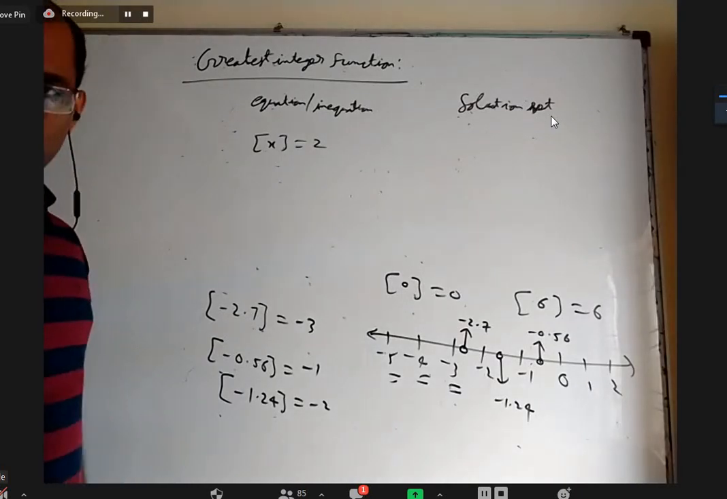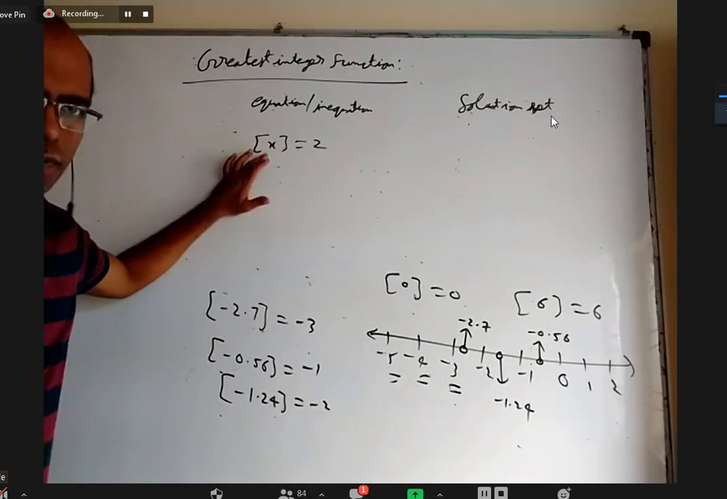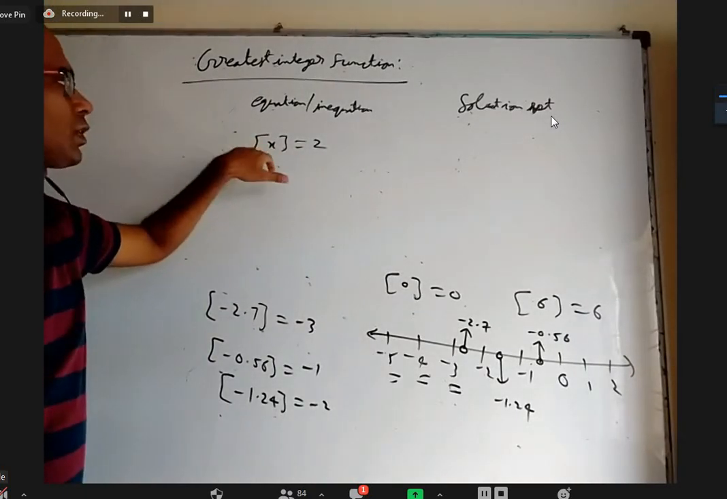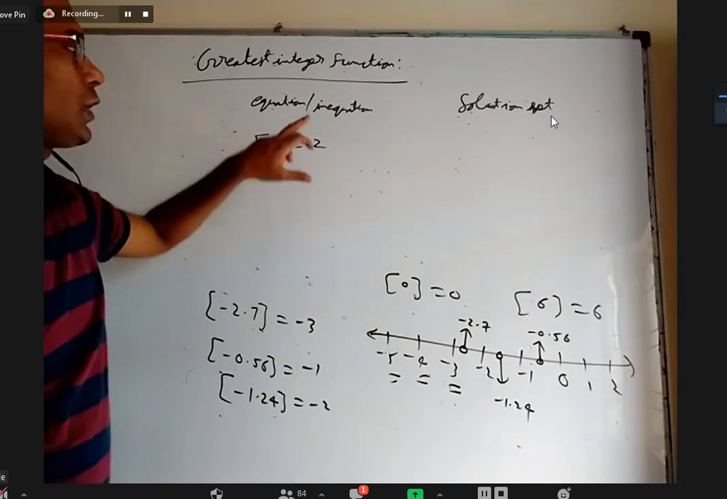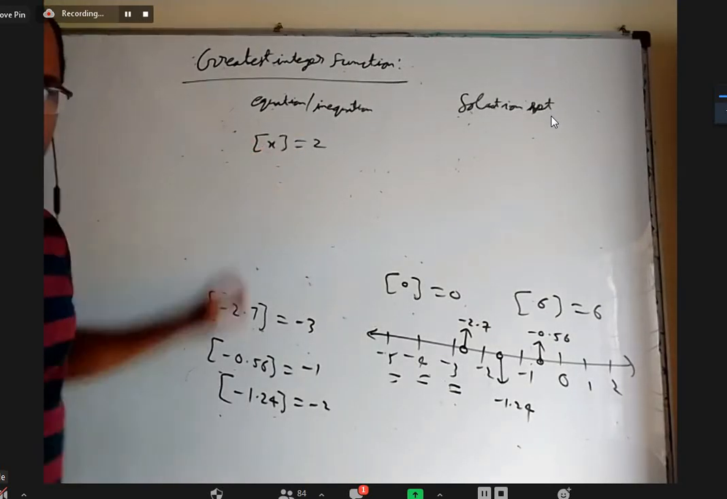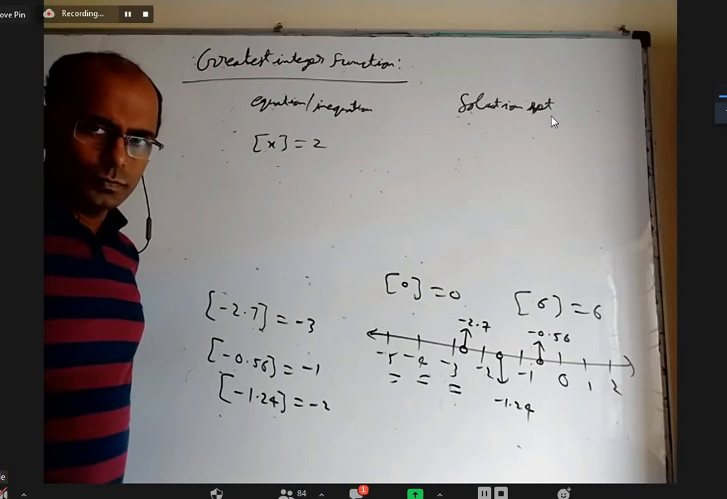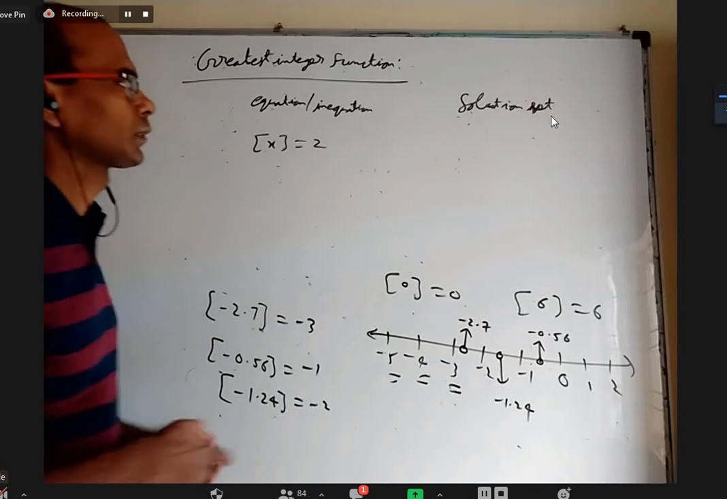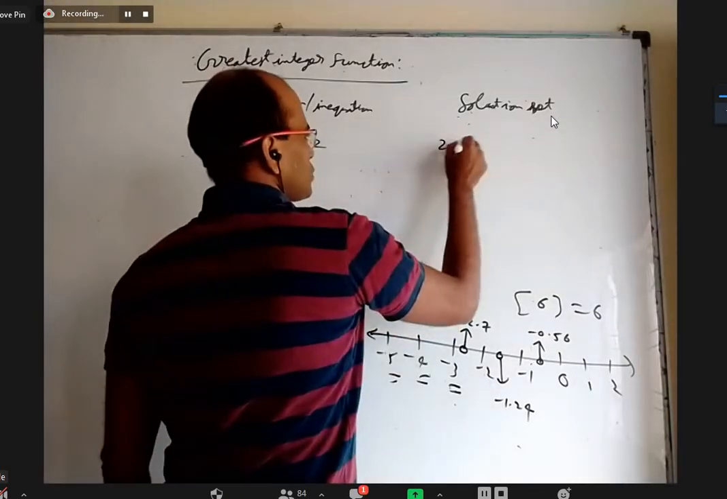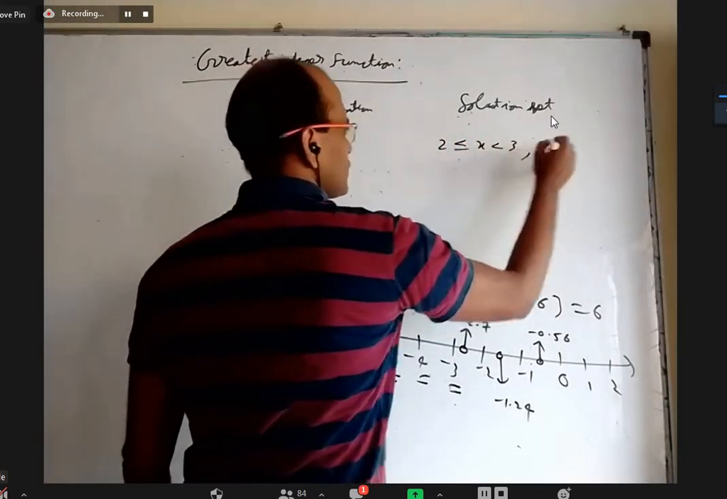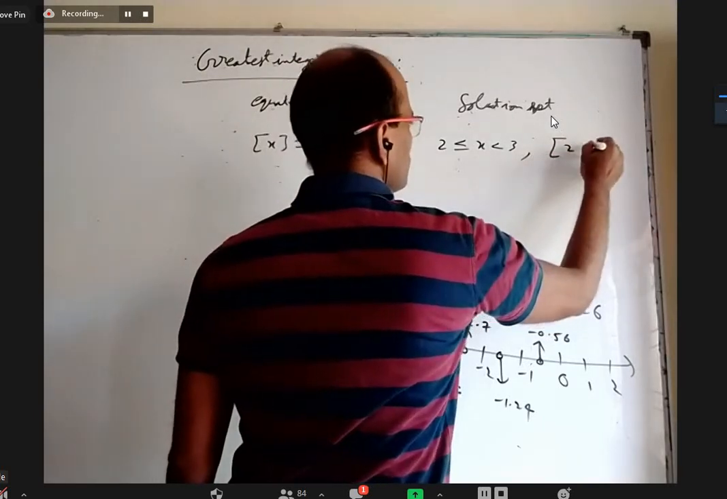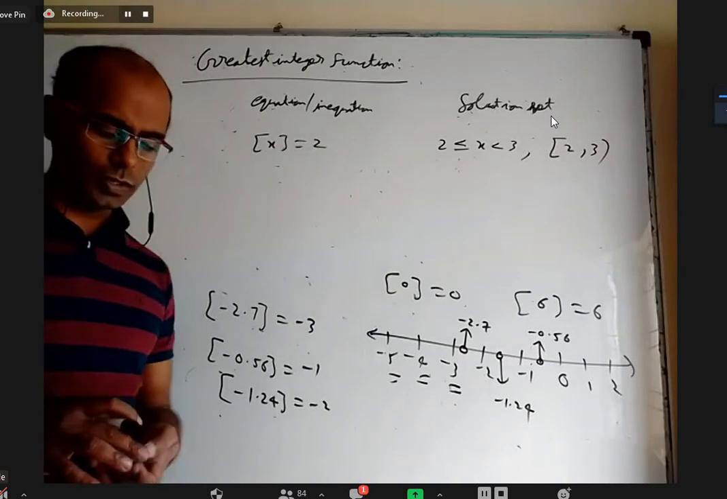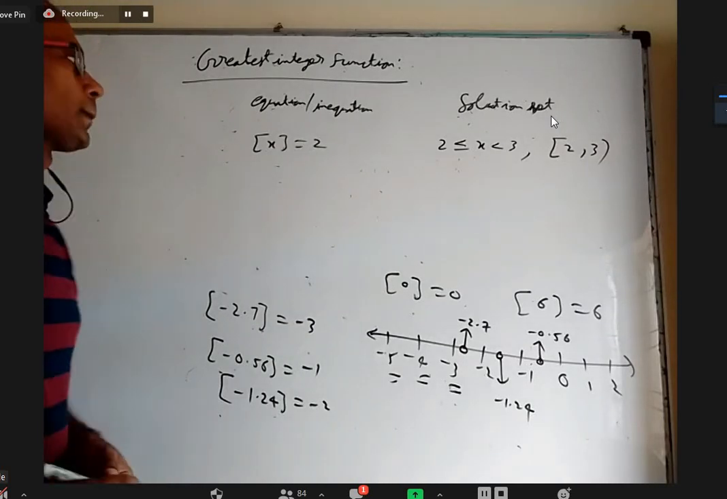So what is the complete set? For 2.5 the integer part is 2. For 2.3 also the greatest integer value is 2. For 2.1 also, 2.9 also. How will you write all the solutions together? Closed interval 2 to open 3. It is 2 less than or equal to x less than 3. 3 is not okay, but up to 2.9999 is okay, right?